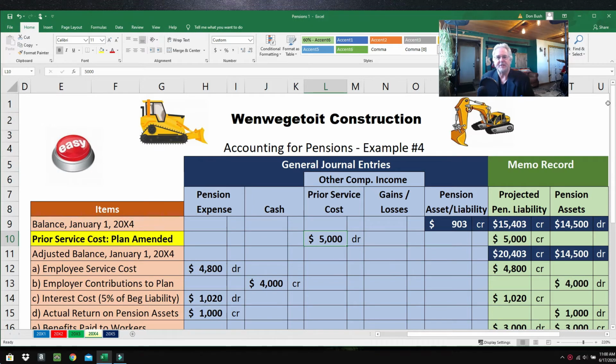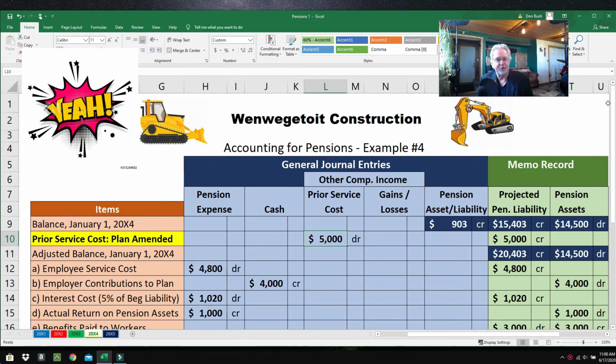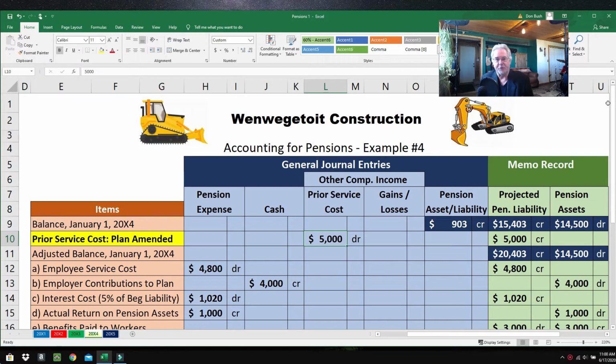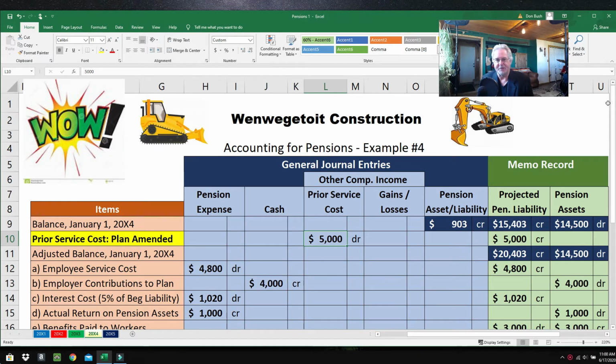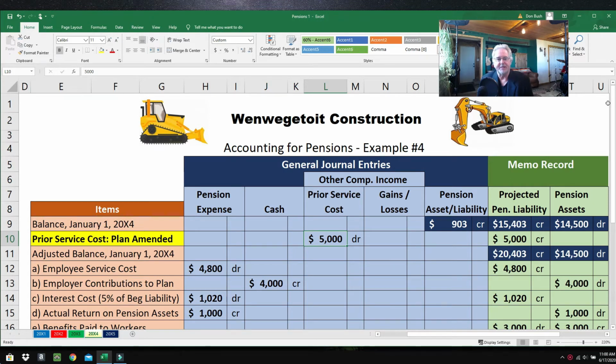So here's what's happening. We're working with When We Get to It Construction, the construction company that you don't want to have work on your home. And we're accounting for pensions. This is example number 4, which means there are examples number 1, 2, and 3. If you haven't seen those examples, go back and watch those videos first, because as we proceed through these examples, they get a little more complex each time. So you want to start out with the easy example first. Go back to example 1 and we'll catch you when you're all caught up.